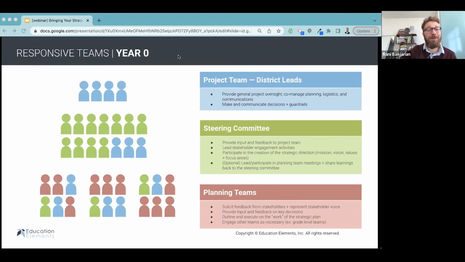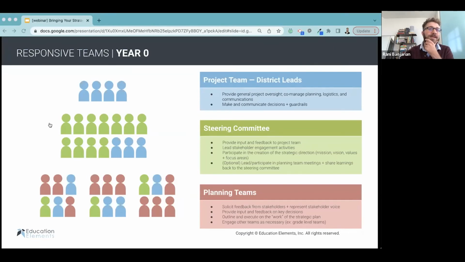Just want to frame what Samantha shared as kind of the year zero. And so if you're thinking about renewing your strategic plan or writing a new plan, this is the teaming structure that we have found time and time again has worked for districts in terms of actually putting together a strategic plan.